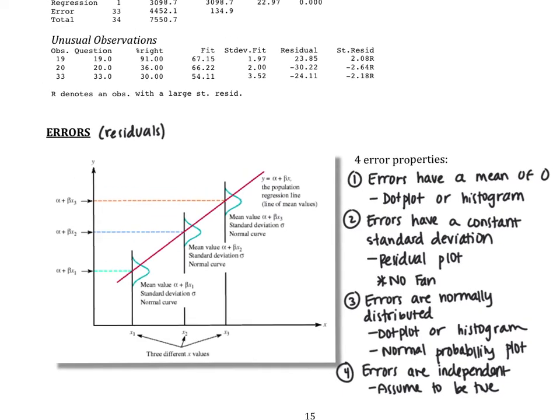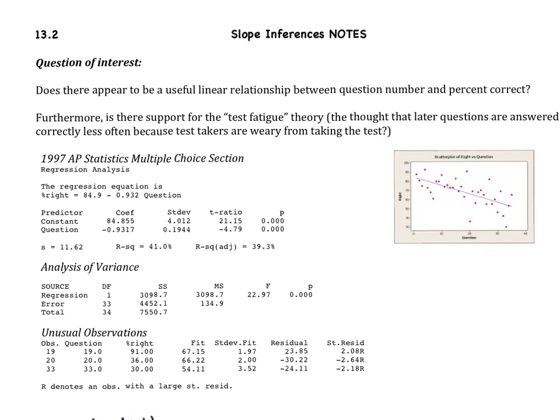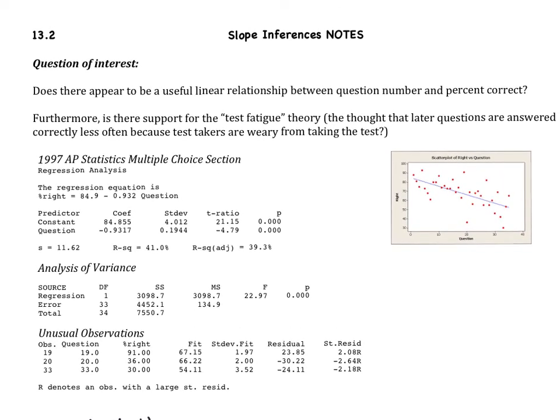Okay, let's get to the calculation part. Looking at our question of interest: does there appear to be a useful linear relationship? Is there support for the test fatigue theory? We're not going to go through the entire PANIC or PHANTOMS. What I do want to go over, though, is the parameter and writing the null and the alternative, because we're going to need that for the test statistic. In this case, if you were going to do the full PHANTOMS, the parameter we are looking at is beta. Beta is population slope. So in our case, beta is going to be the population slope between question number and percent correct. Again, percentage of students that answered that question correctly.